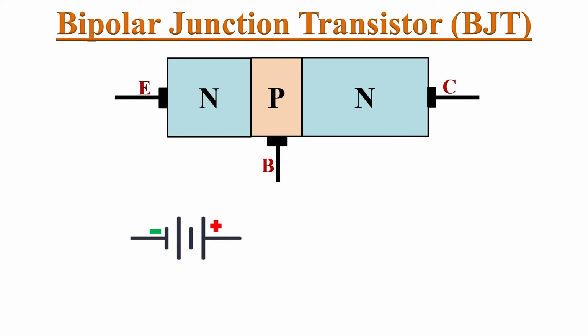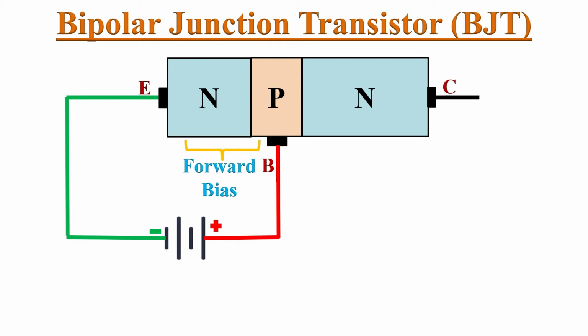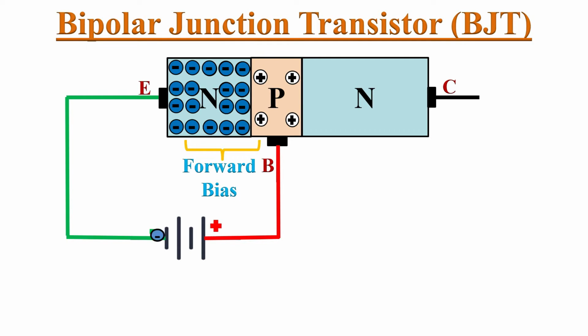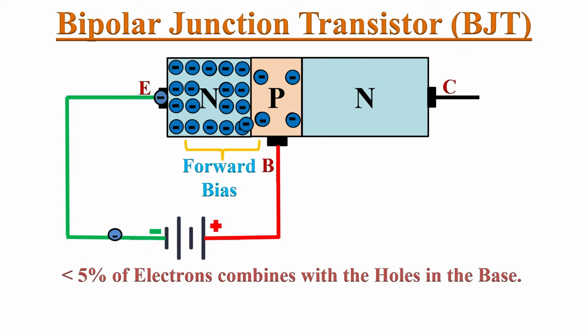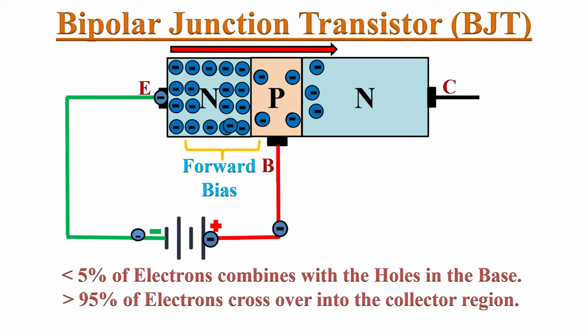Now let's take an NPN transistor and apply forward bias between emitter and base. So this is just a forward biased diode. As we know, the emitter is heavily doped and the base is very lightly doped. Therefore, a high number of electrons will be emitted from the N region, but few electrons, less than 5%, will combine with the holes, and some electrons will be attracted towards the positive terminal of the supply, giving rise to the base-emitter current. More than 95% of electrons are able to flow right through the base region into the collector region.